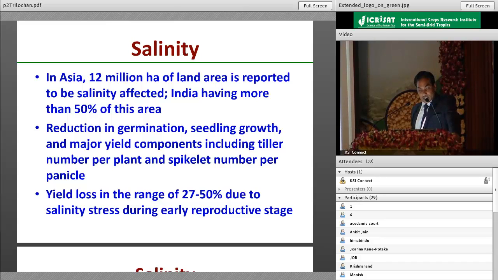Salinity is a major problem worldwide, with 12 million hectares as the estimated area, and 50% of that in India itself. Salinity affects very significantly, starting with germination and seedling growth, and then major yield components are also influenced negatively, particularly the spikelet number. That impacts the ultimate yield, with loss ranging from 27% to 50%, as has been assessed, particularly when it occurs at the reproductive stage.